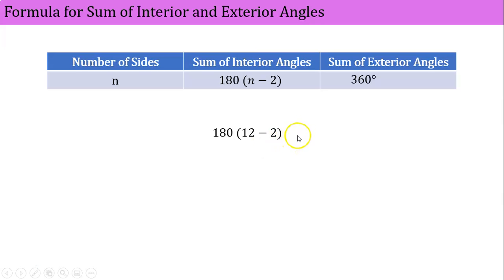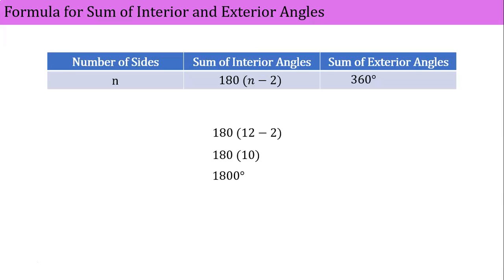And then if you wanted to, you could type this whole thing into your calculator as long as you have the parentheses. I think it's easier to simplify and then multiply. So I always just do this math in my head. 12 minus 2 is 10, and then I multiply. So 1,800. So the sum of the interior angles of a dodecagon is 1,800.